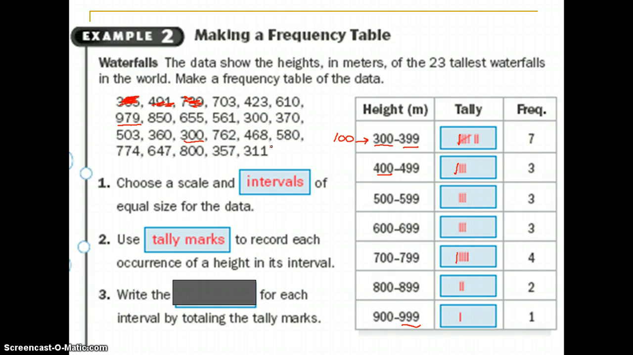the data. Next, you want to write down the frequency. This is how many times it occurred, and you can count the tally marks to figure out your frequency. You can see this is 5, 6, 7, so that's 7 frequency.